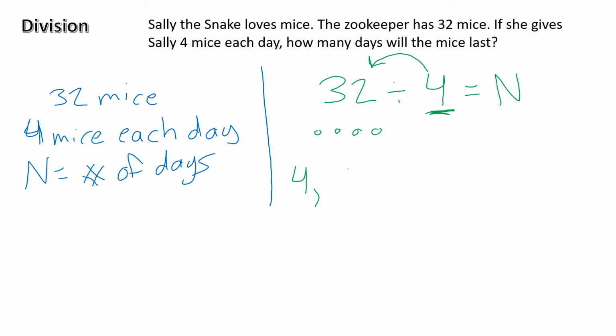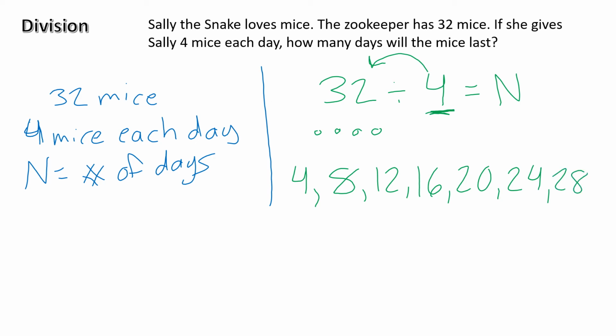So 4, 8, 12, 16, 20, 24, 28, 32. Oh, and I got to the dividend, the whole number that I started with, so I'm going to stop there, 32.